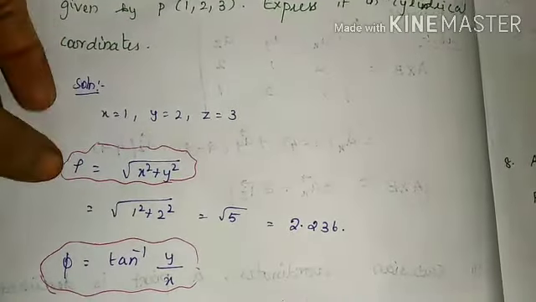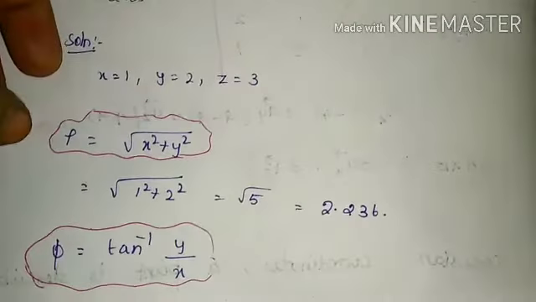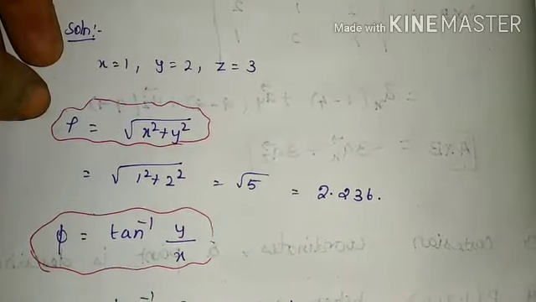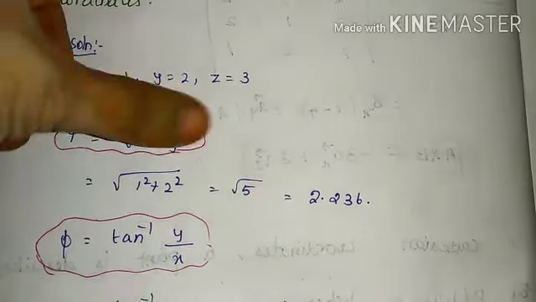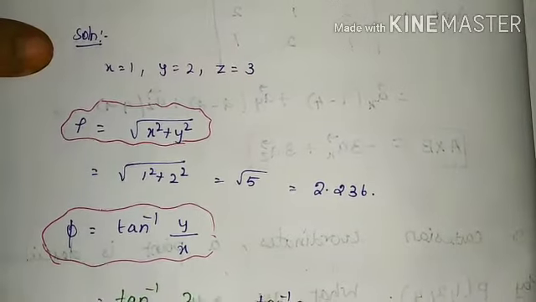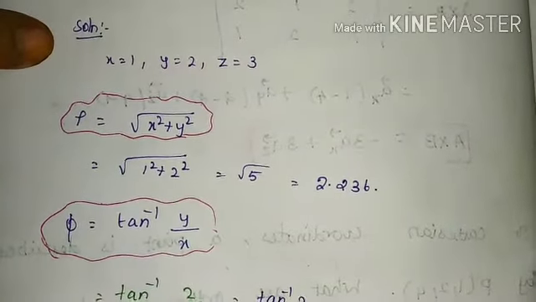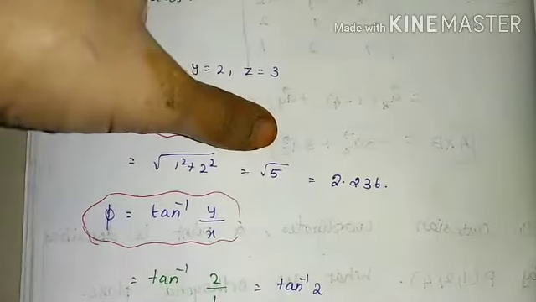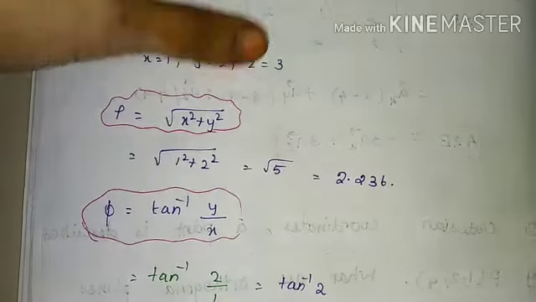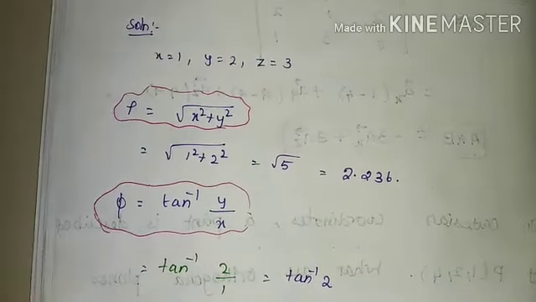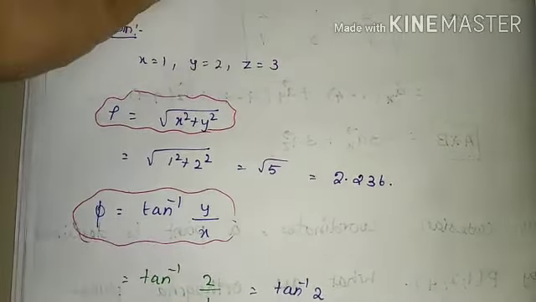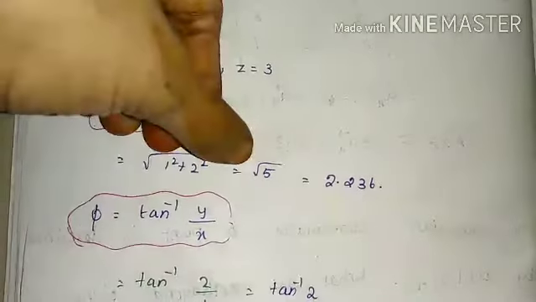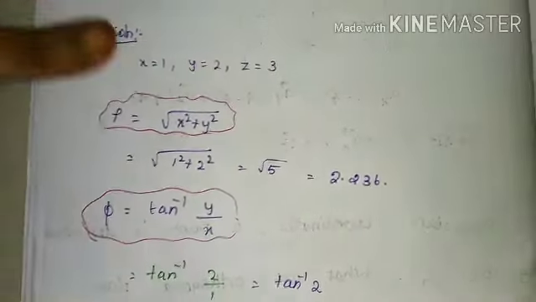So what is the formula for finding the radius of a cylinder? It is root of x squared plus y squared. So root of 1 squared plus 2 squared, we get the value as root 5, that is 2.236. See, these constant values, you should memorize. Root 1, root 2, root 3, root 4, root 5. These are all very important values. Root 4 we already know, but root 2, root 3 and root 5, these are three important values you should remember, right?